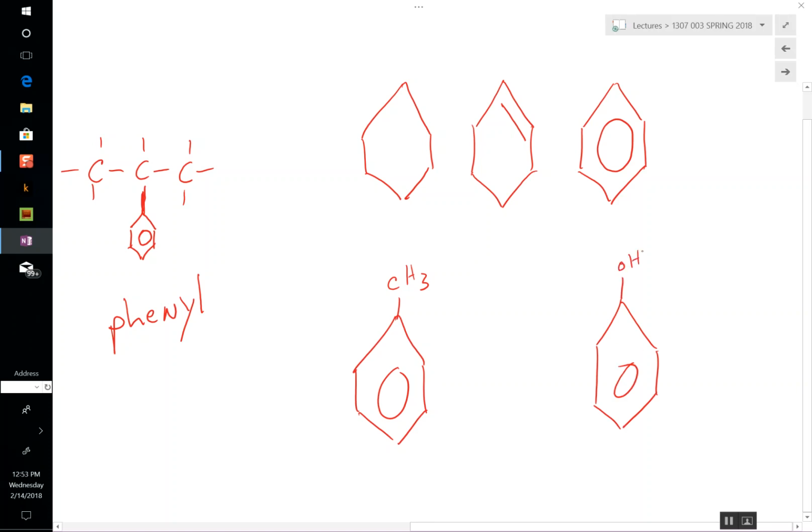All right, what's this first one? What's that called? Cyclo what? Hexane. It's an alkane. This is the very first one we learned. Cyclohexane. This one is called what? Cyclo what? Hexene.